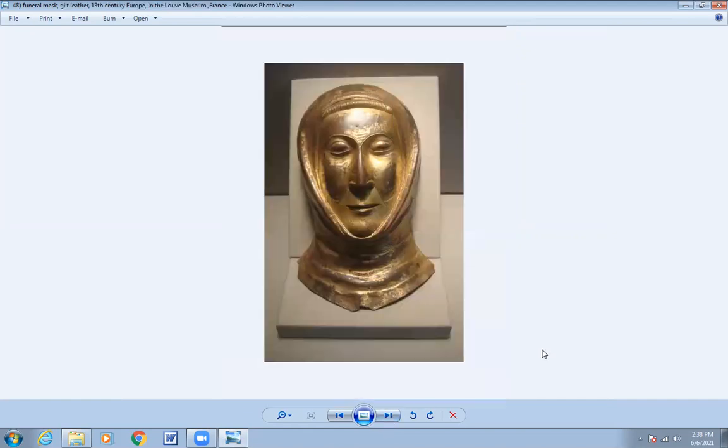This one impressed me greatly. When I first saw it, I thought it was metal. It's gilt leather. Molded leather of a lady and gilt in gold. This is European in manufacture, 13th century Europe. It's in the Louvre, France Museum. A very interesting piece. It was listed as a death mask, but it is not molded from a person. Sometimes the features give it away. The proportions are not always spot on.